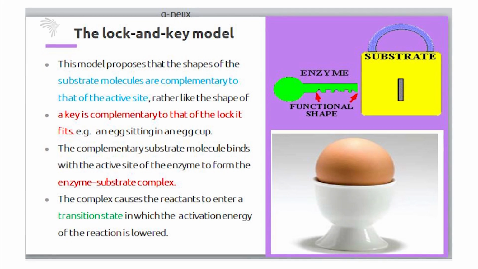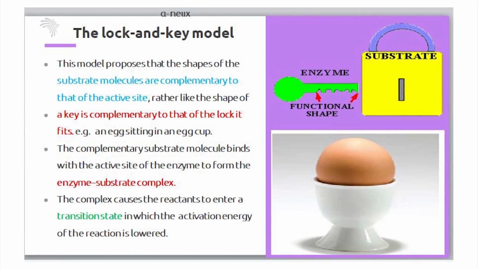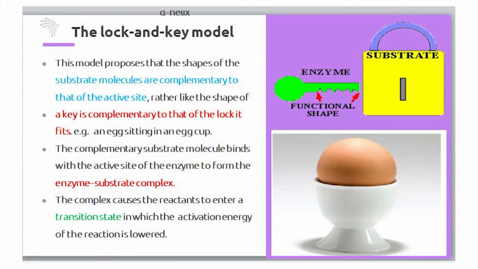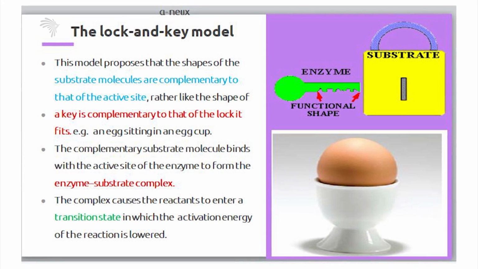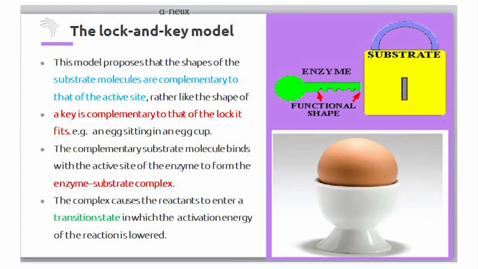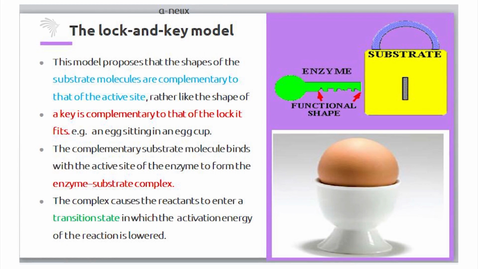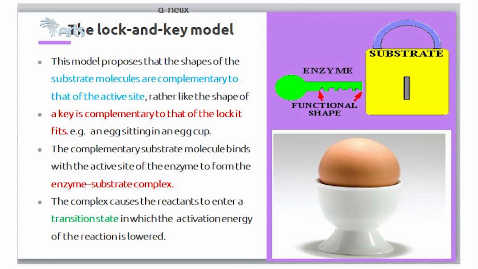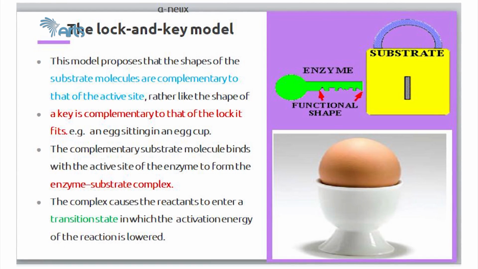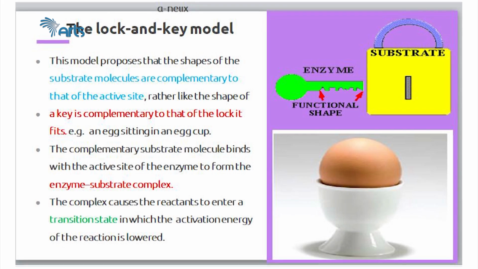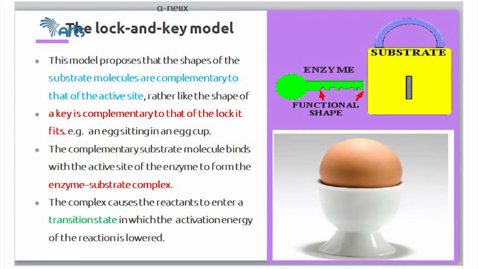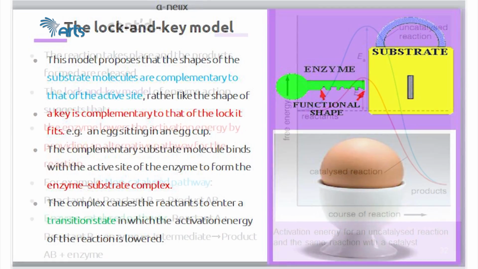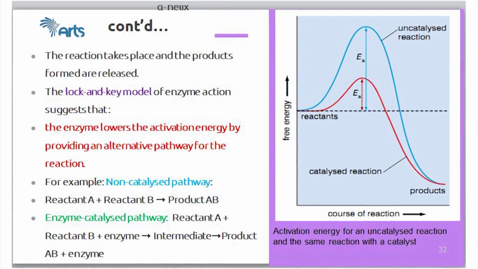For example, here you can see an egg sitting in an egg cup, which is also an example of the lock and key model. The complementary substrate molecule binds with the active site of the enzyme to form the enzyme substrate complex. When a substrate joins with the active site of an enzyme, it forms the enzyme substrate complex. The complex causes the reaction to enter the transition state, in which the activation energy of the reaction is lowered. The reaction takes place and the products formed are released.